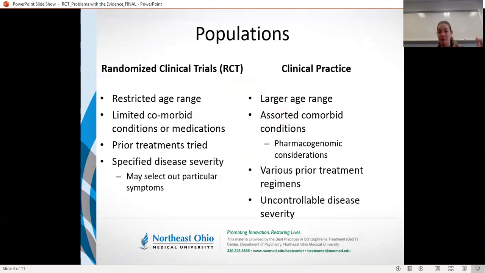So it does skew the population a little bit for a very particular slice of those patients that have that indication, be it depression, schizophrenia, or whatever.